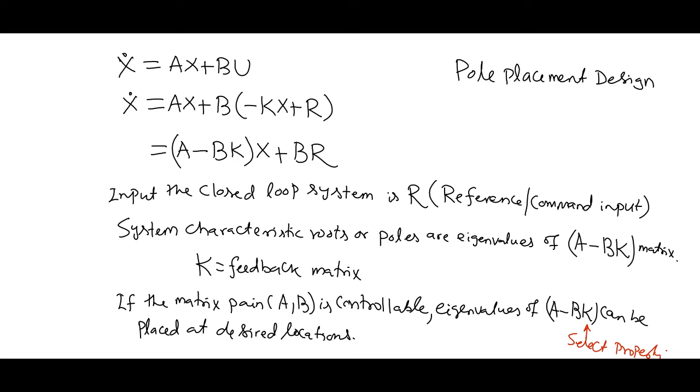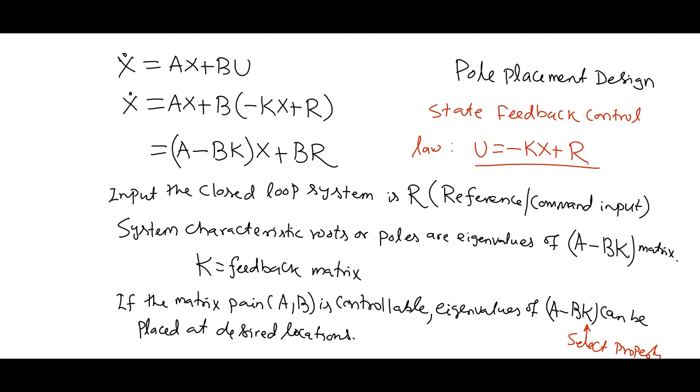And this is the pole placement design, and state feedback control is u equals minus K x plus r. This is the state feedback control law, where x is the system state vector, K is the feedback gain matrix, and r is the reference command, and u is the actual plant command or system input, which is obtained in this law. So, with state feedback control and proper pole placement, any dynamics can be obtained. So, this is the pole placement design.